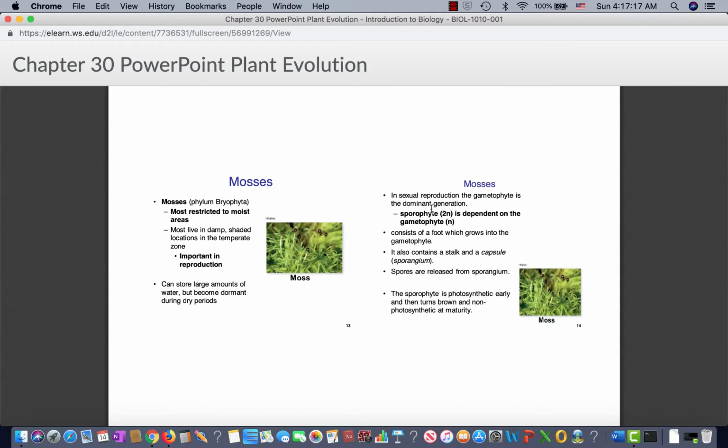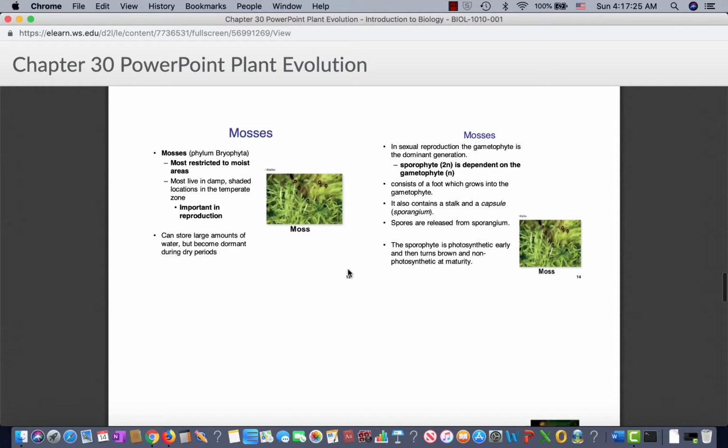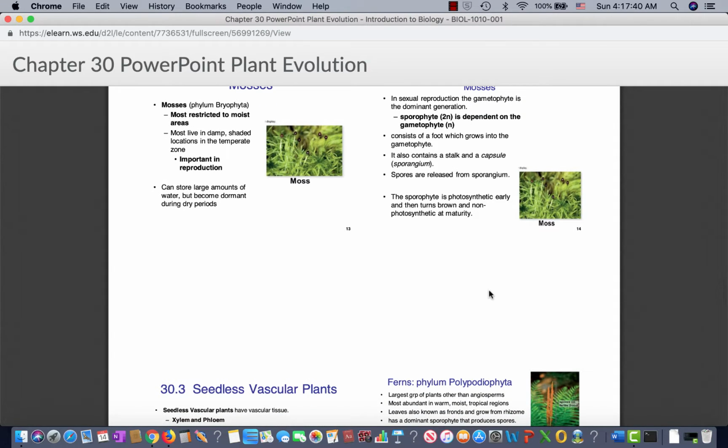In sexual reproduction, the gametophyte is the dominant generation. They've got a sporophyte, which is dependent on the gametophyte. It consists of a foot which grows into the gametophyte, and it also contains a stalk and a capsule, which you see right over here.